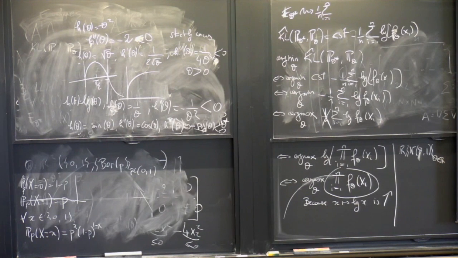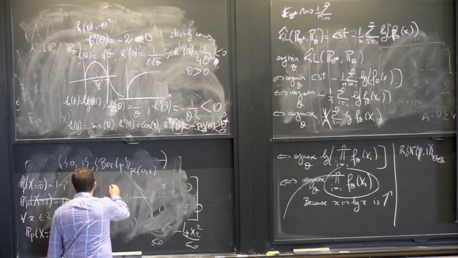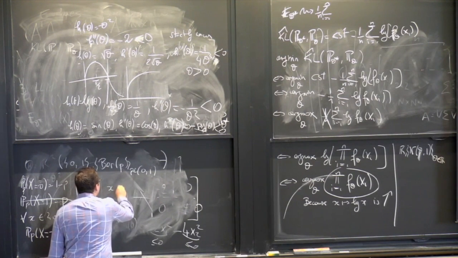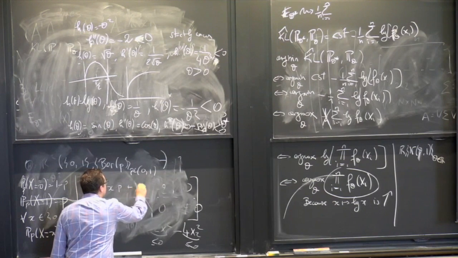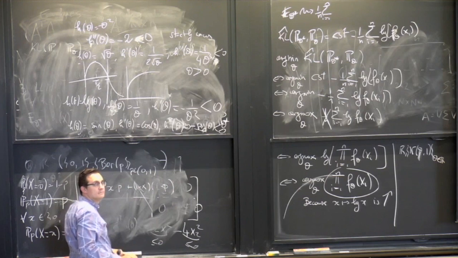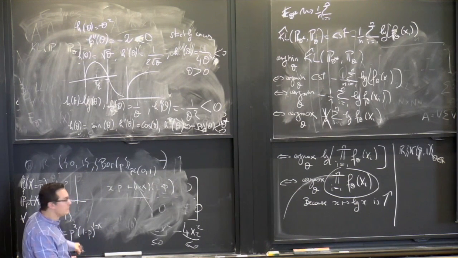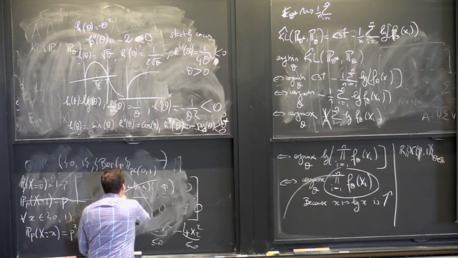Agreed? I could have said something like, another one would be, which we're not going to use, but we could say xp plus (1 minus x)(1 minus p). That's another one. But this one is going to be convenient. Okay, so forget about this guy for a second.